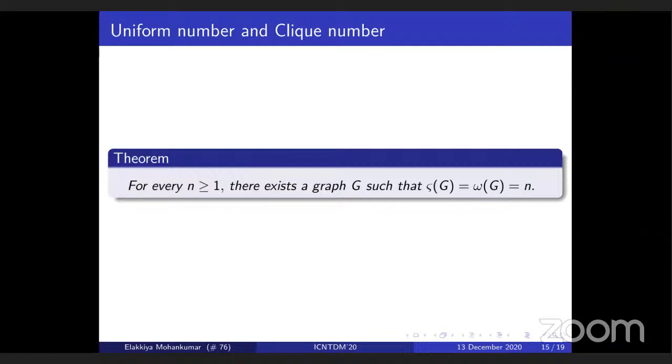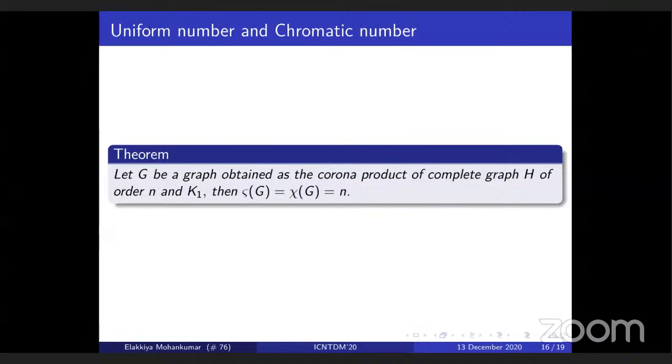And then the relationship between uniform number and clique number is given by our next result. For every n greater than or equal to 1, there exists a graph G such that tau of G, that is the uniform number of a graph G, is equal to the clique number, that is omega of G, is equal to n. And then we also got the relationship between uniform number, that is tau of G, and chromatic number, that is chi of G. Let G be a graph obtained as the corona product of the complete graph H of order n and K1. Then tau of G is equal to chi of G is equal to n.